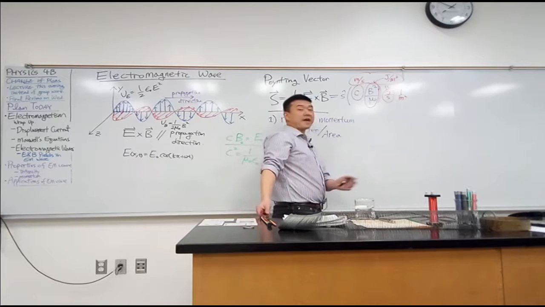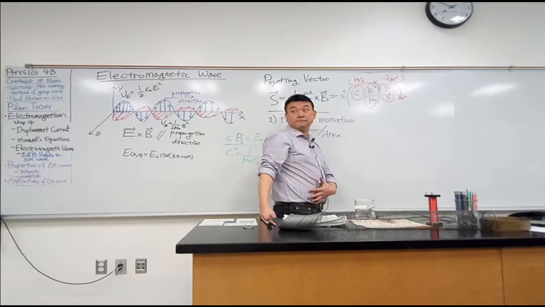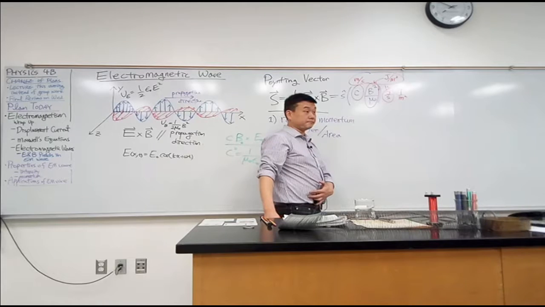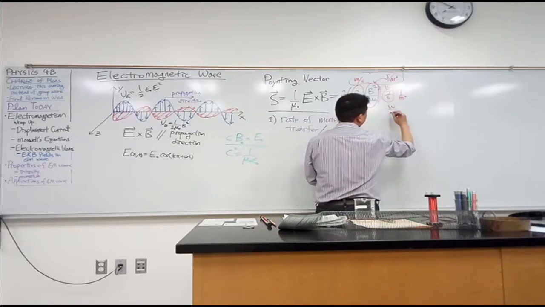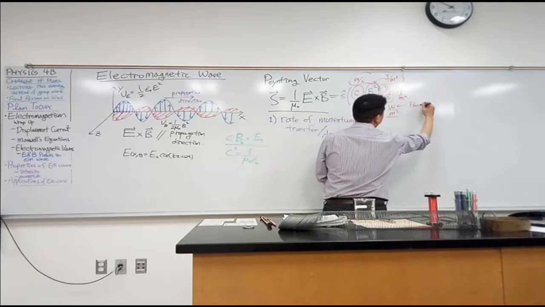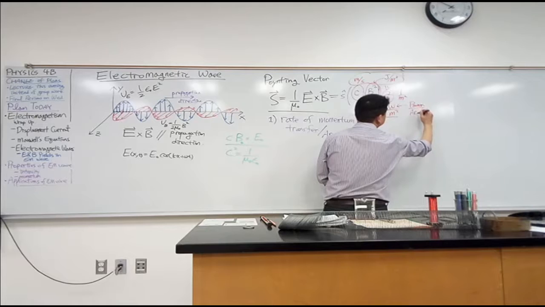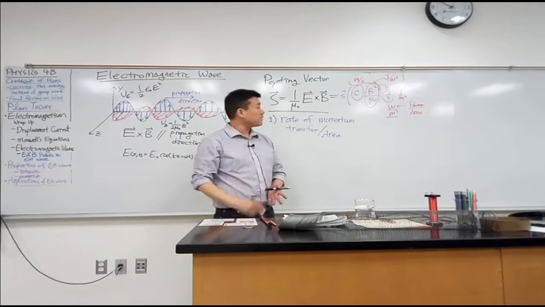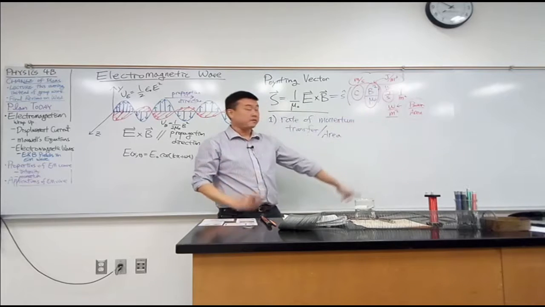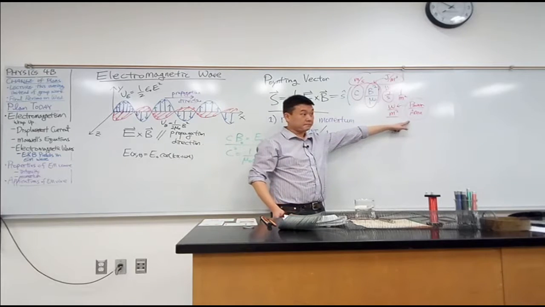What physical quantity does the energy per time represent? It's in units of watt, representing power. So this is power, or watt per square meter, or power per area. And this is a quantity that has a name. In the case of radiative power, this is what we call intensity.